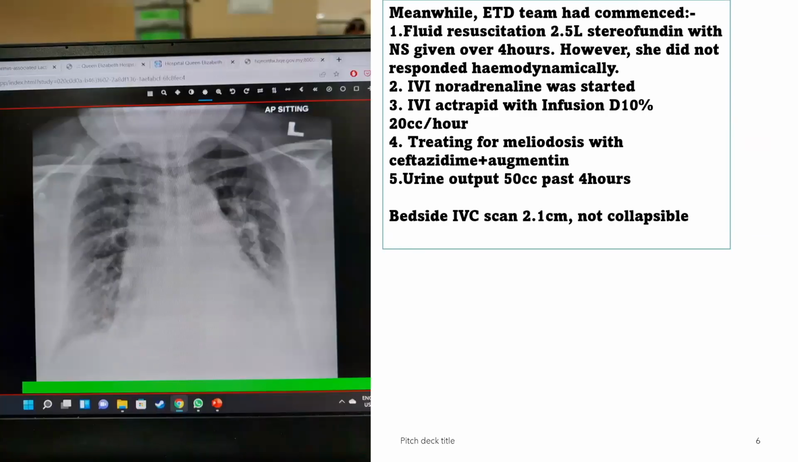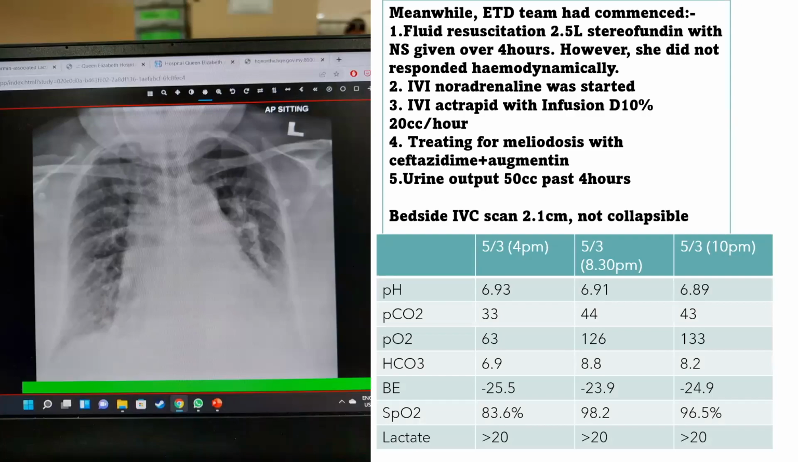And looking at this x-ray, how many of you will pump more fluids? Isn't it? And it's not easy. When you look at the ABG 4 hours after fluids were given, did you see any improvement in the arterial blood gas? Actually, there's none, no improvement at all. pH is 6.9, PCO2 is 44, PO2 is 126. At this hour, the patient is already on a high flow mask. Bicarb is 8.8, base excess is -23, lactate is still 20.